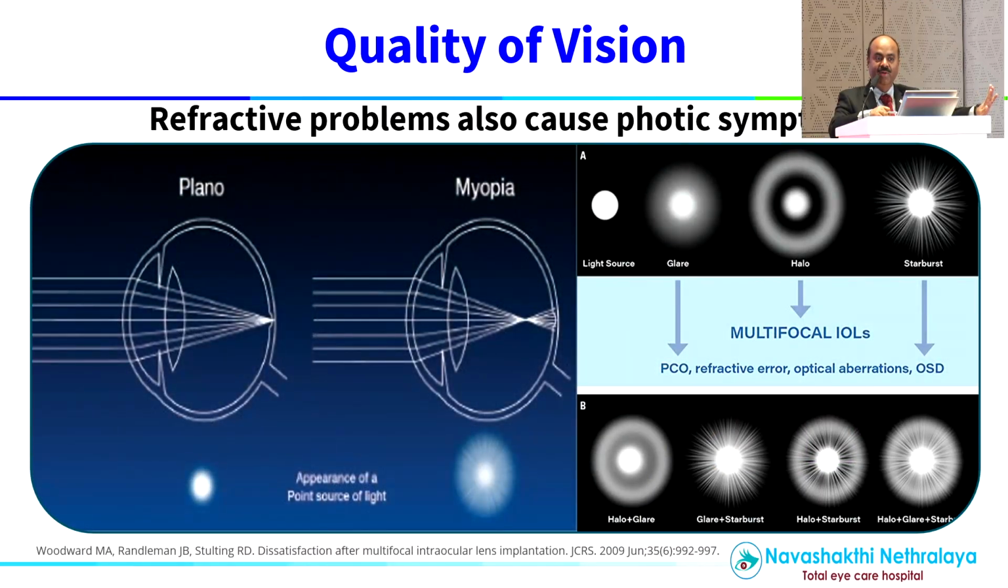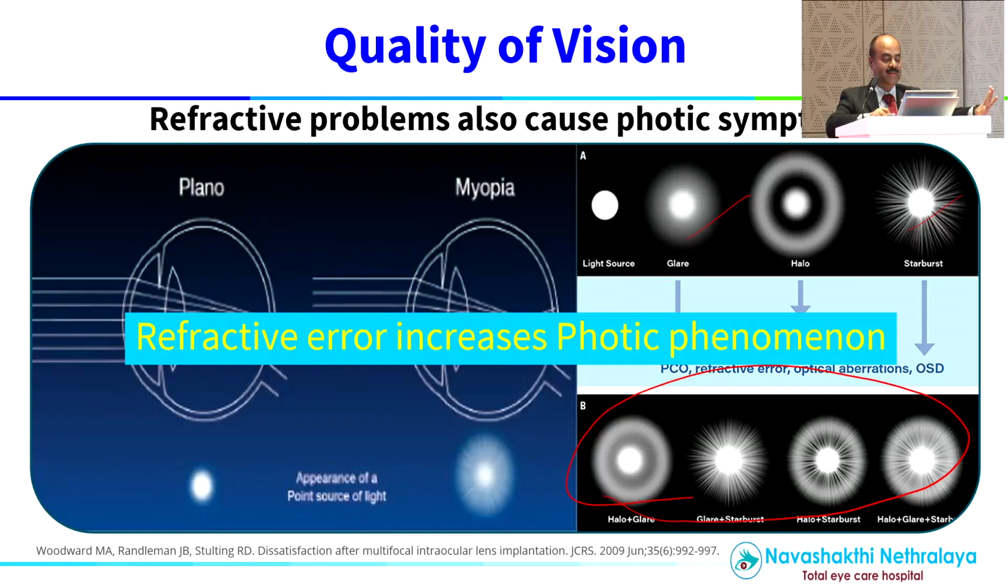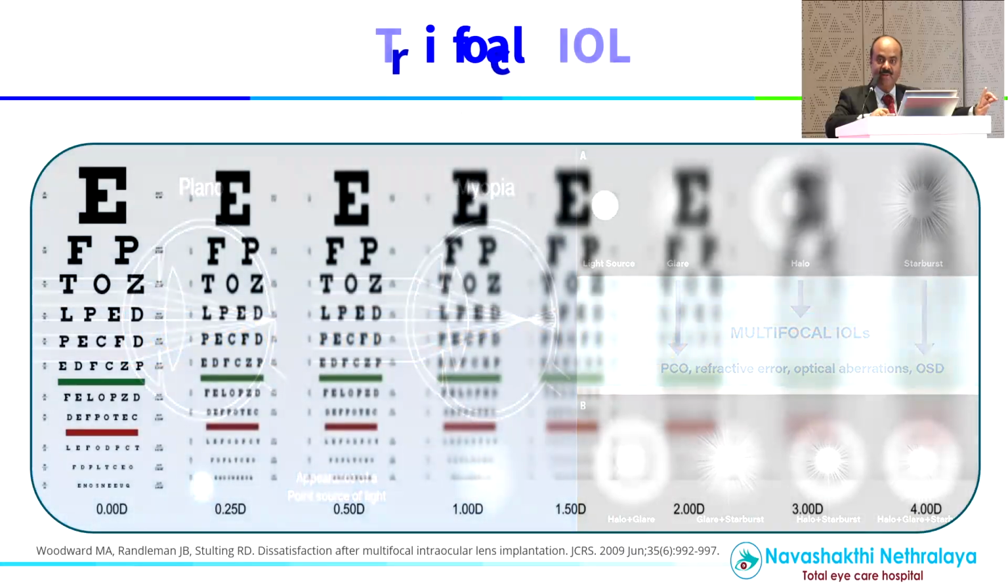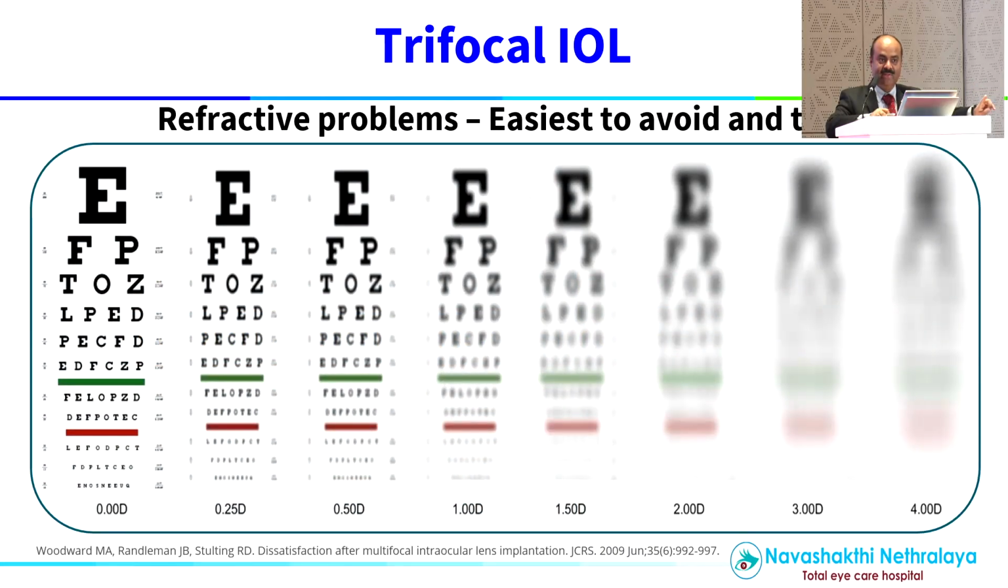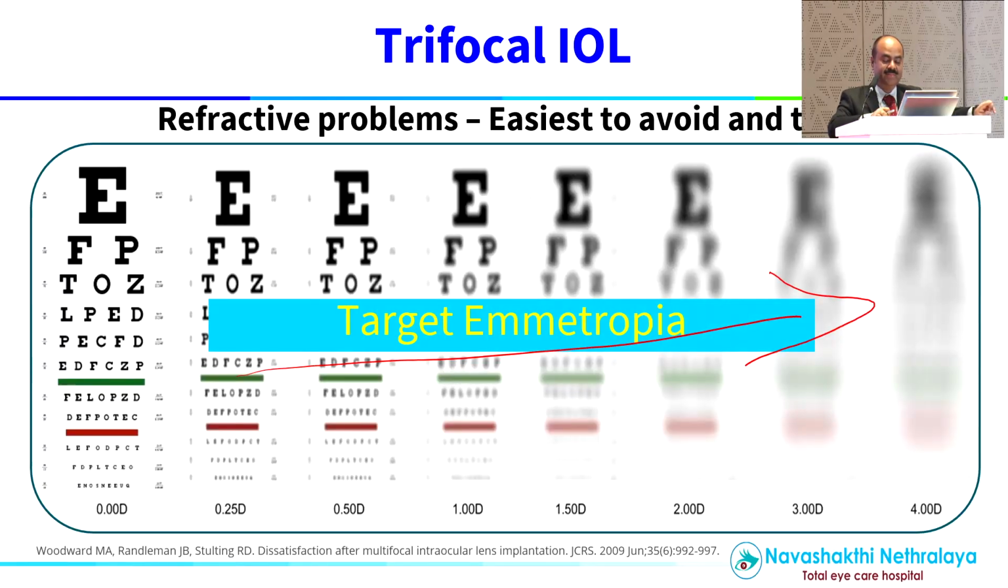Now let's get into the quality of vision. It's not the typical glare or halos that we get. Normally we get a combination, like what we have in the lower part. So if there is an increase in the refractive error, just like what you see, definitely the photic components are also increased. The first take-home point would be then to target emmetropia.